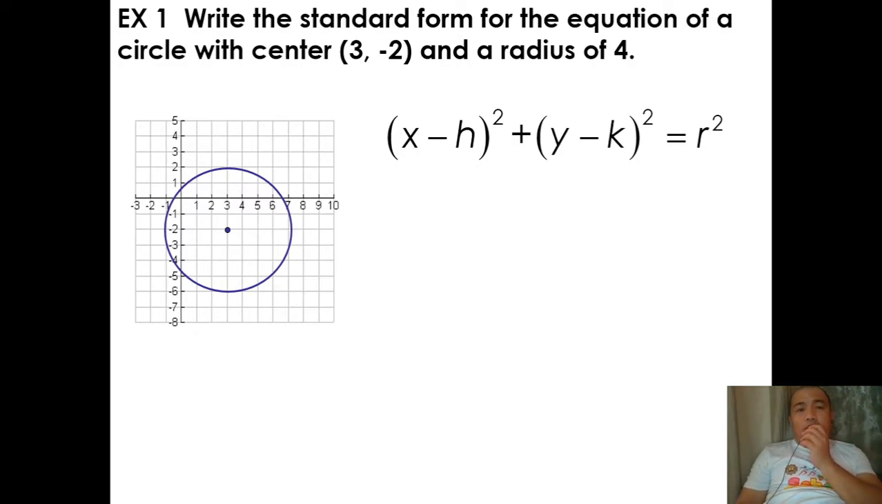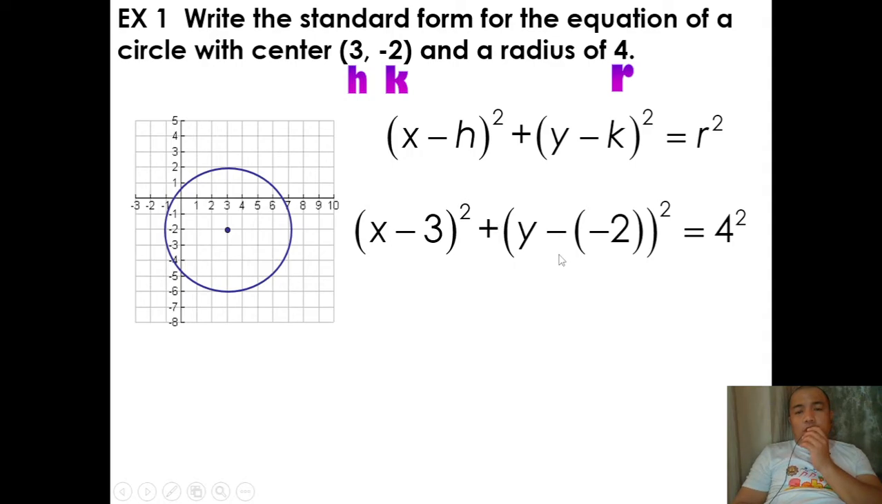So example number 1, write the standard form for the equation of a circle with center (3, negative 2) and a radius of 4. So it says here, the center is at (3, negative 2). That means h is 3, k is negative 2, r is 4. To determine its equation in standard form, just substitute into this equation: (x minus h) quantity squared plus (y minus k) quantity squared equals r squared. So h is 3, k is negative 2, r is 4. So we have (x minus 3) quantity squared plus (y minus negative 2) quantity squared equals 4 squared.